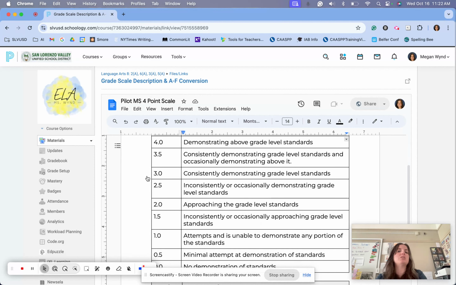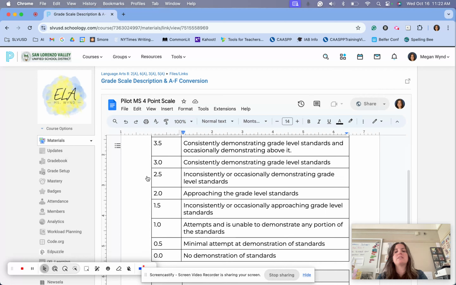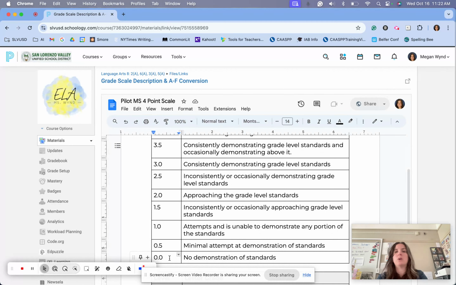Like, what's the description of the learning that's happening here? Okay. So, for example, if a student has a 0 on something, there's no demonstration of standard. They did not submit anything to be assessed. Point 5, we've got a minimal attempt, like maybe they did part of it, or maybe a lot of it was just like they just missed the mark and we just need to do some reteaching there.